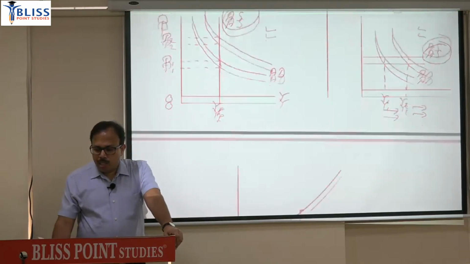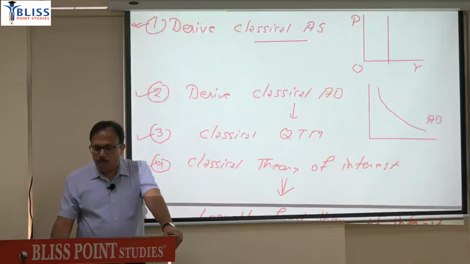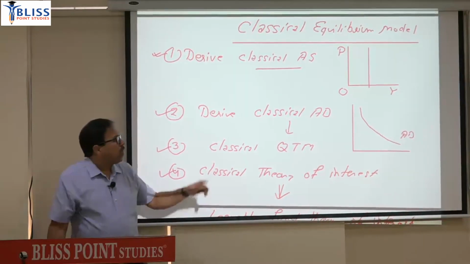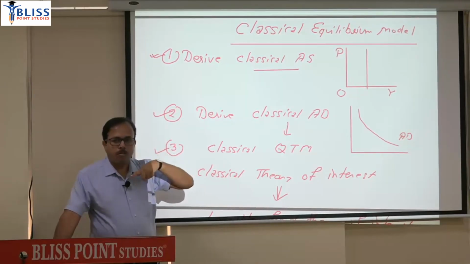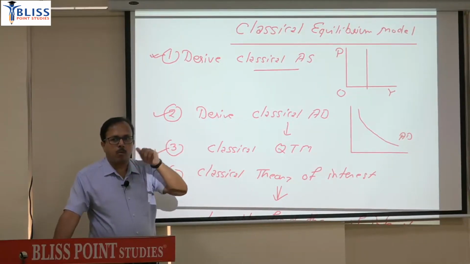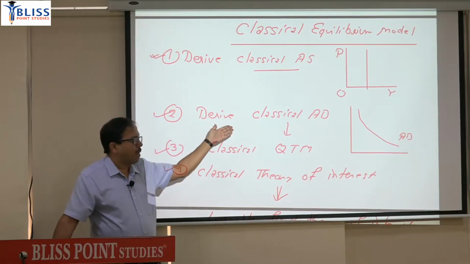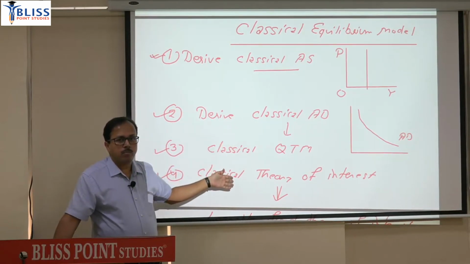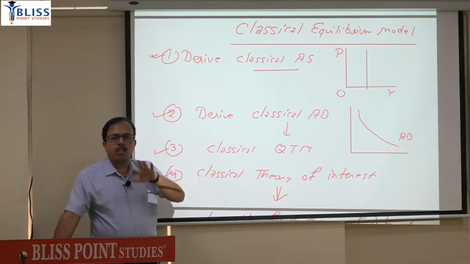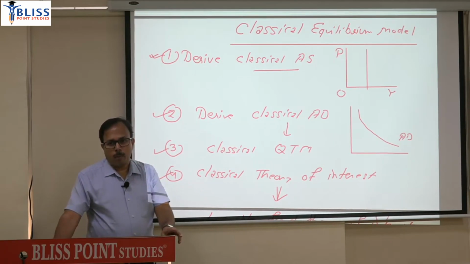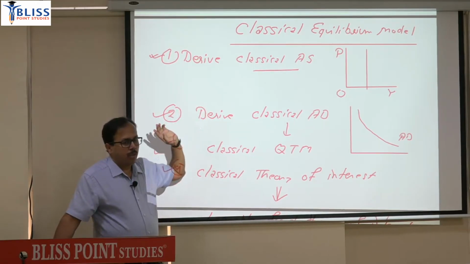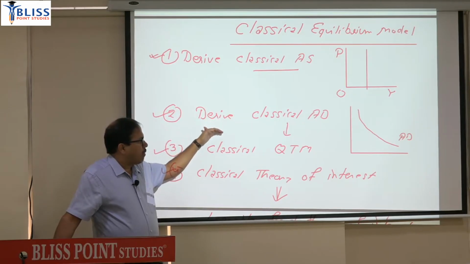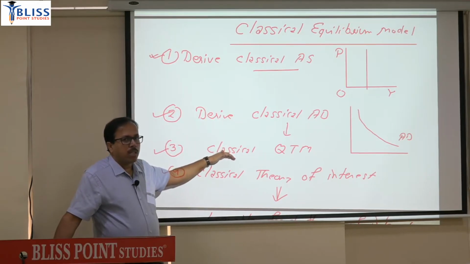So remember, in the classical model there are different parts. Since you are studying the model, to explain the model we have to derive AS, we have to derive aggregate demand, and then the third tool is loanable fund theory. Once you know all three, then you can answer questions on the classical model. In this class we have explained only the first one, the classical AD, which depends upon classical quantity theory.